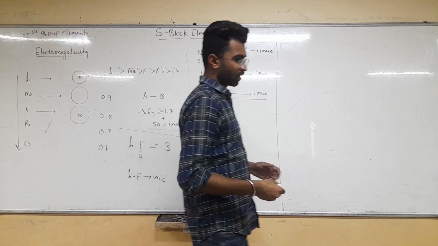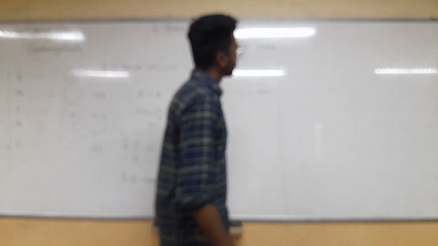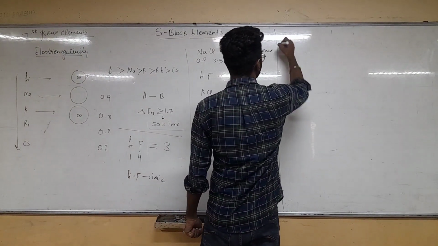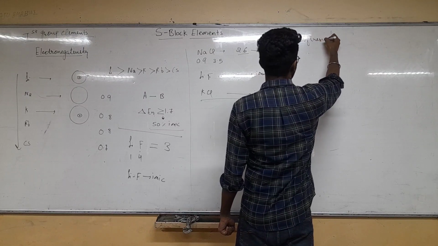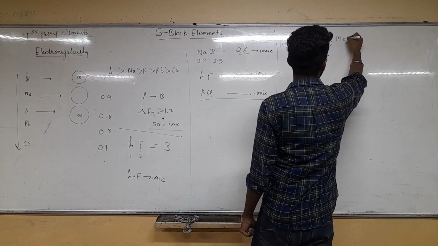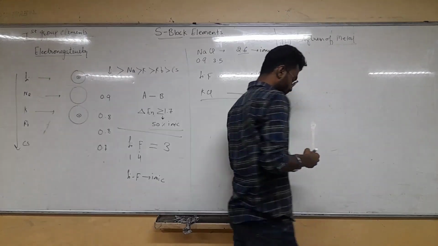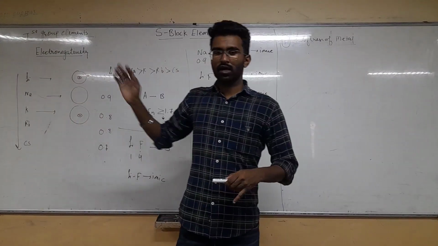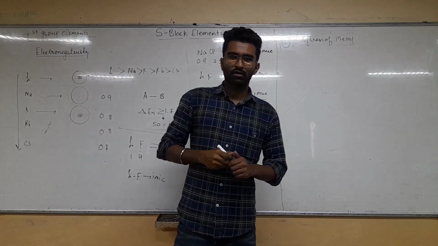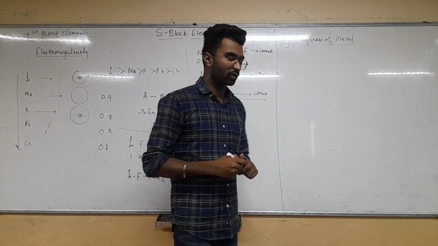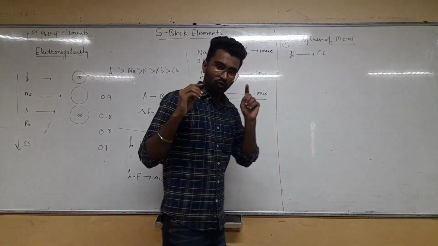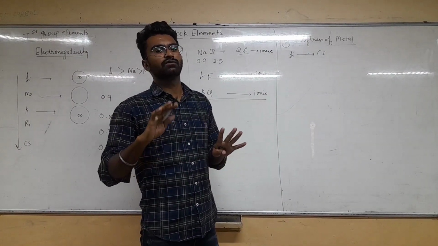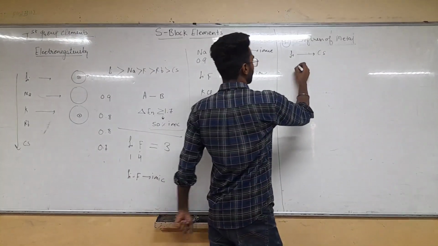If we talk about the other properties of the first group elements, first we will talk about the softness of the metal. All elements of the first group are soft, from lithium to cesium. They are all soft, but lithium is somewhat harder than the other metals.